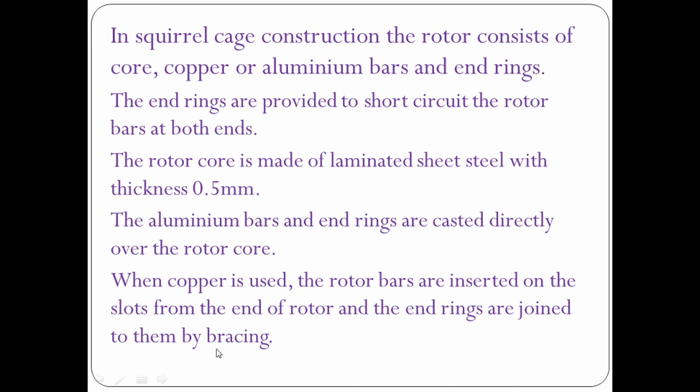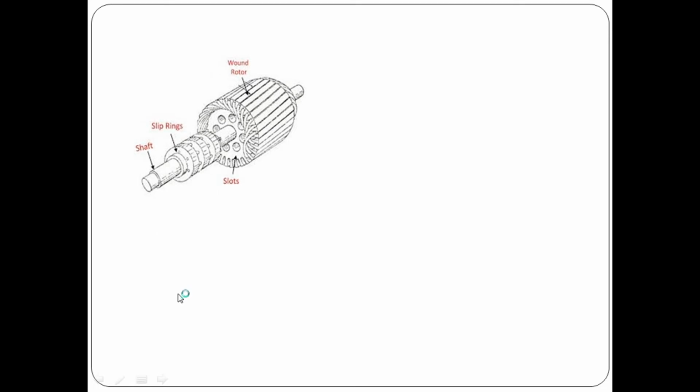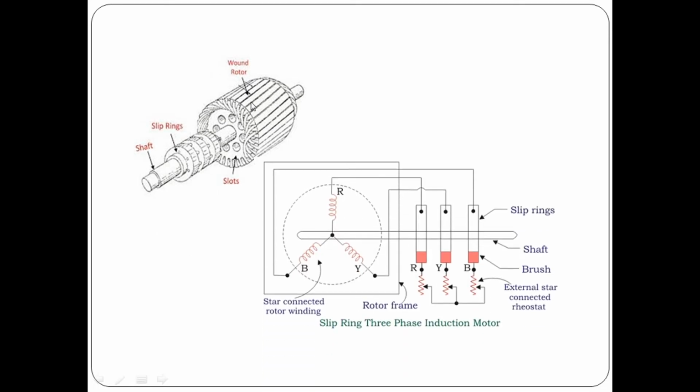Rotor bars are inserted in the slots from the end of the rotor and the end rings are joined to them with the help of bracing. Bracing is nothing but the joining of copper conductors placed inside the rotor conductor slots. So this is a phase wound or slip ring rotor.